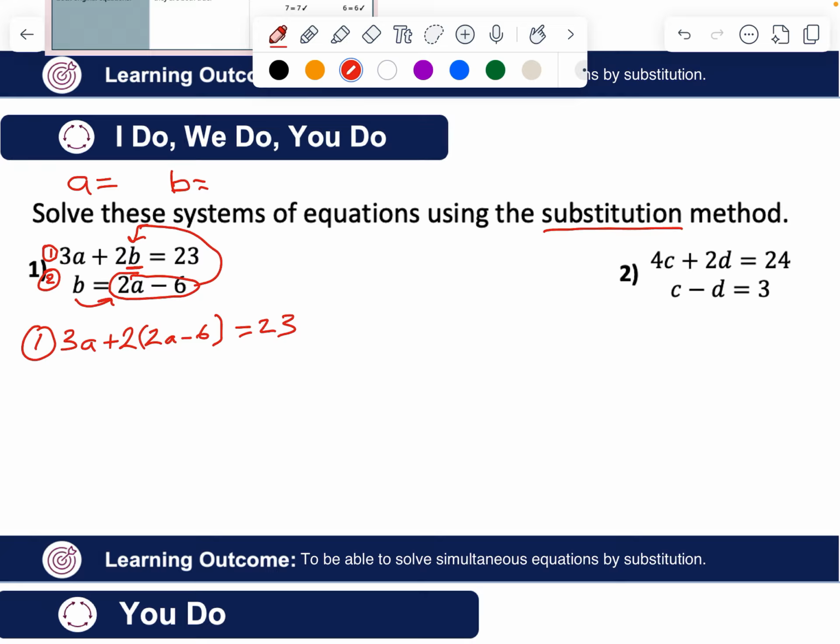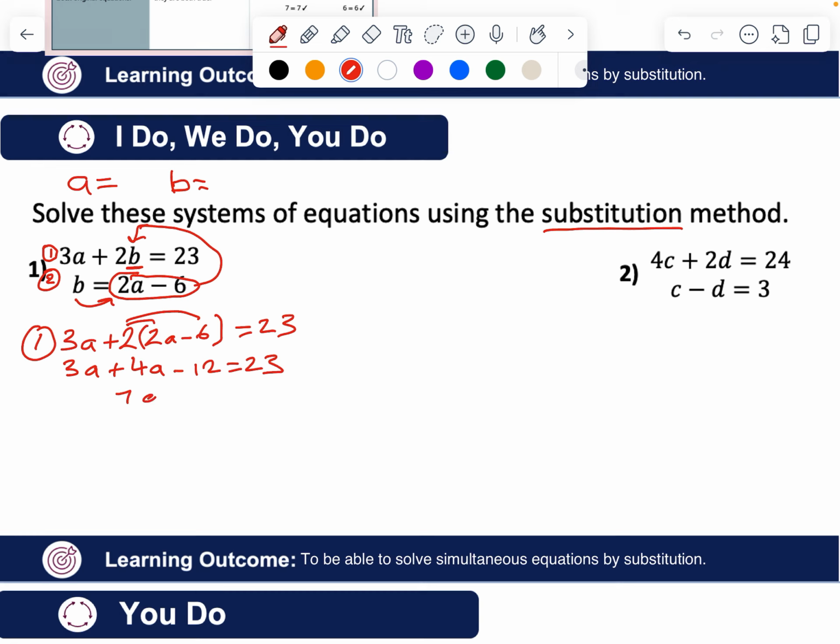The whole point of this is we want to get an equation that only has one variable in. Not 2 unknowns, just 1. So then we should be able to solve it. So if I expand that bracket, 3a, 2 times 2a is 4a. 2 times negative 6 is negative 12. And then we simplify.